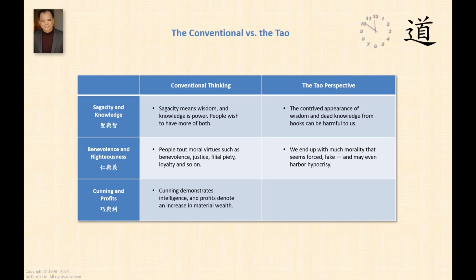And people like profits because it just means an increase in material wealth. Who doesn't like that? What the Tao sages point out is that these can be quite negative because deception comes from the misuse of intelligence. The profit motive can easily become greed.